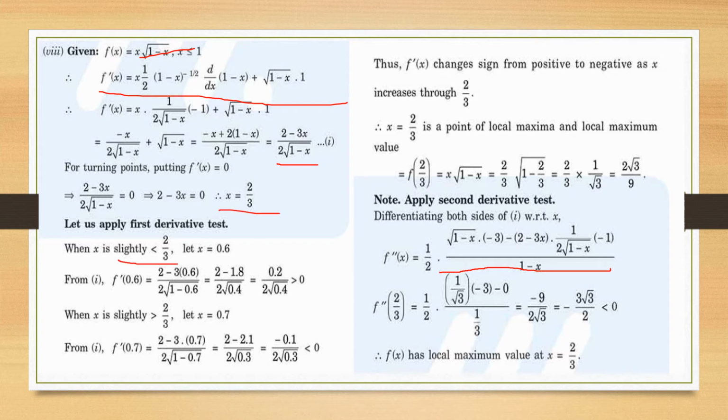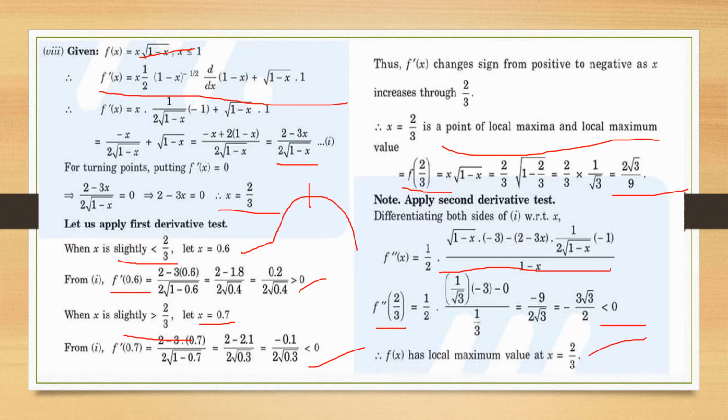Say some number less than 2 by 3, let us say 0.6. We check f dash 0.6, which is positive, and for greater than this, that is x equal to 0.7, we find it is less than 0, so it goes from positive to negative. So you see it is a point of local maxima, and the value can be obtained by f of 2 by 3, that is 2 root 3 by 9. Similarly, with the second derivative test, if you are okay with the second derivative, the value at 2 by 3 is negative, so it is the point of local maximum.